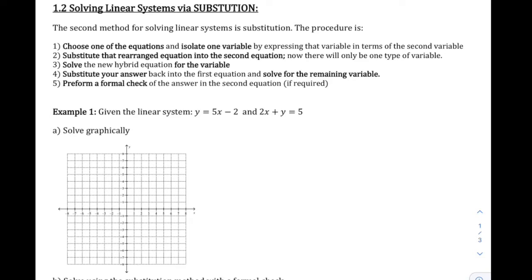This procedure is, and it has all the steps listed. What we're going to do basically is choose one of the equations and isolate one of the variables. Then we're going to substitute that rearranged equation into the second equation. Then we're going to solve for the variable, substitute our answer back in and solve for the remaining variable, and then we can check to make sure we did it properly. So let's look at the two equations that we have.